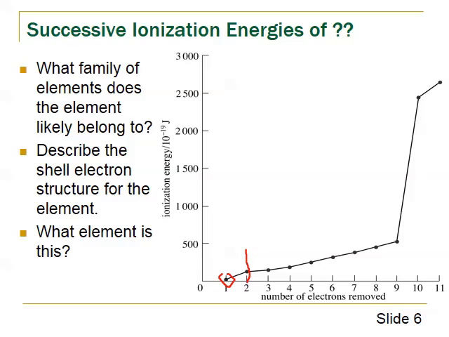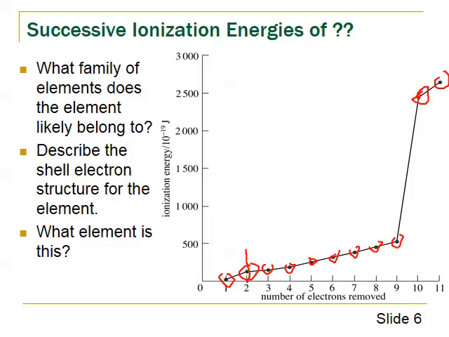One valence electron, then this guy would be in the second energy level. 1, 2, 3, 4, 5, 6, 7, 8. Yep, that makes sense. There's 8 electrons in an energy level there. Then that level was depleted, emptied, and the next energy level was much higher. The next electron removed was way up here in energy.